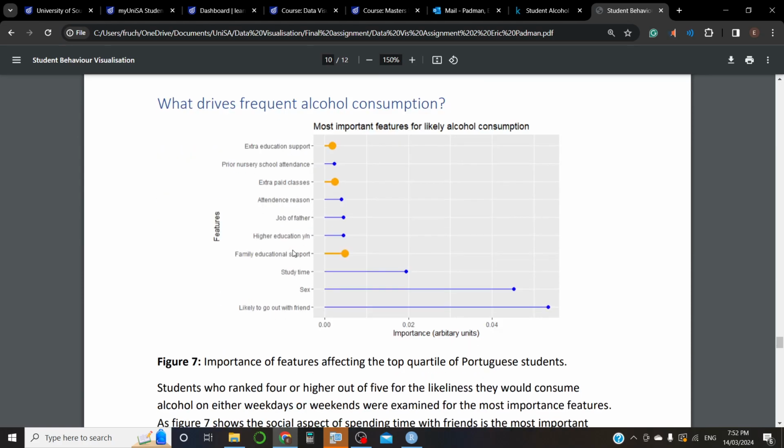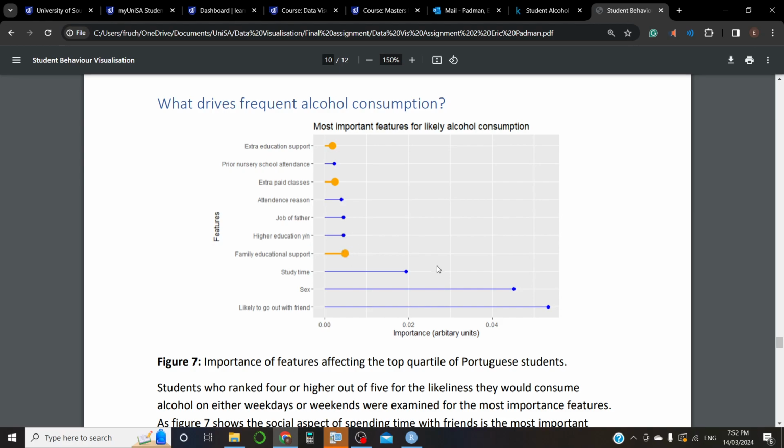Okay. I did look at alcohol consumption as a feature. So, the most important features for likely alcohol consumption, because of one of my research questions. And I just highlighted a couple here. These are the ones that have to do with extra educational support.